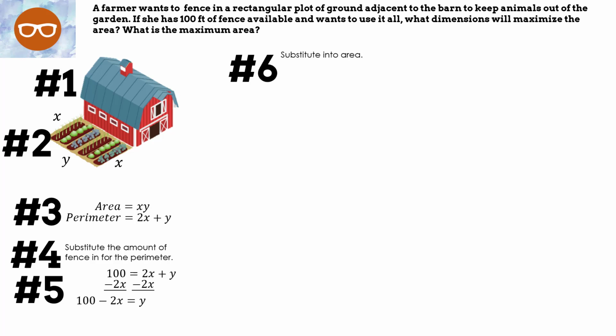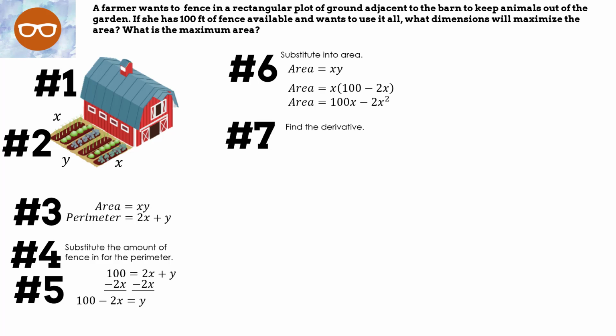Number 6, we're going to substitute into the area. Remember, the area is x times y. We found out that 100 minus 2x is y, so I'm going to put that in for y. I'm going to use the distributive property, so x times 100 is 100x. X times negative 2x is negative 2x squared. Number 7, find the derivative. We end up with 100 minus 4x.